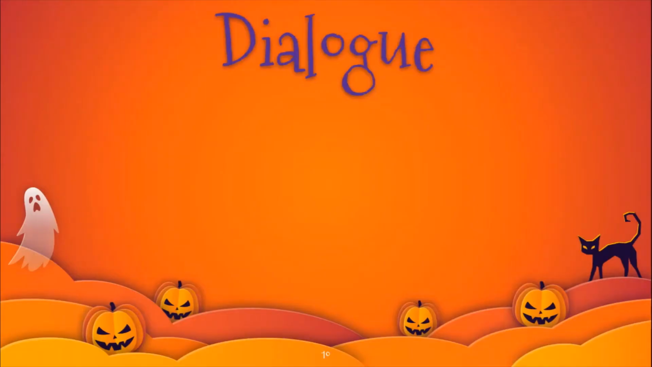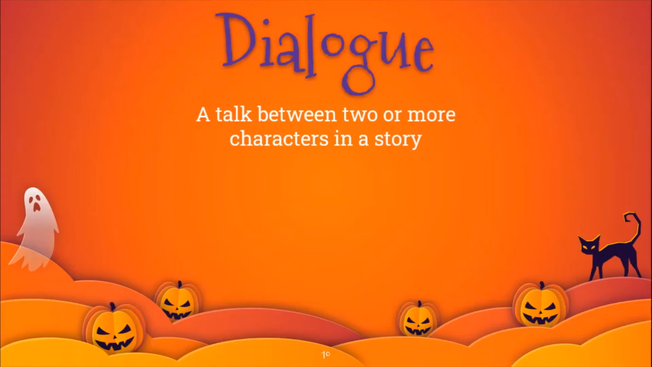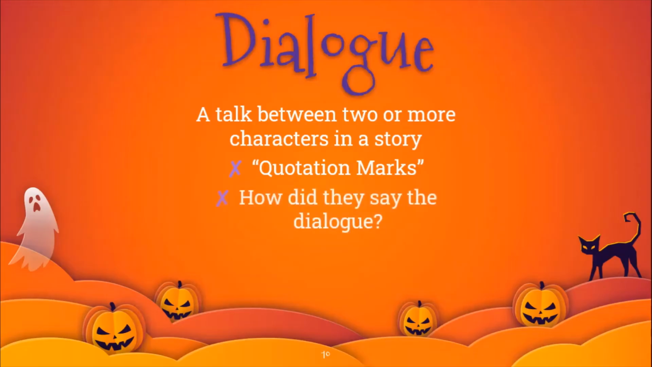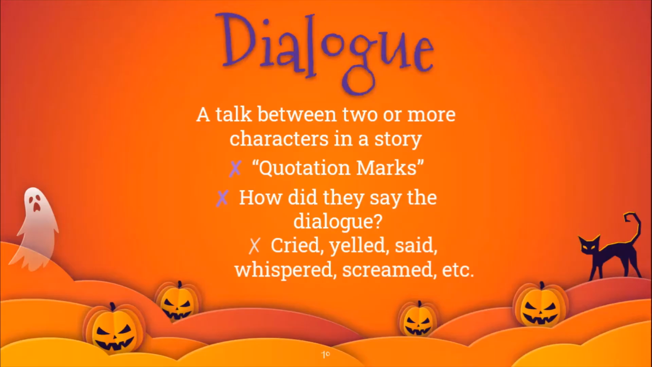Now let's talk about dialogue. What is dialogue? Well, it's a talk between two or more characters in a story. And a way to find dialogue in a book is they're always marked with quotation marks. That shows that a character is speaking. And it's also important to think, how did that character say the dialogue? How are they speaking? Did they cry? Did they yell? Did they just say it? Did they whisper it? Scream it? It's important to pay attention to which word you're choosing when you're writing dialogue, because there is a huge difference between whispering something and yelling something.